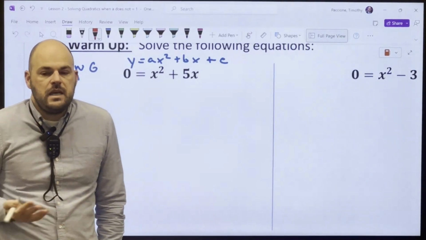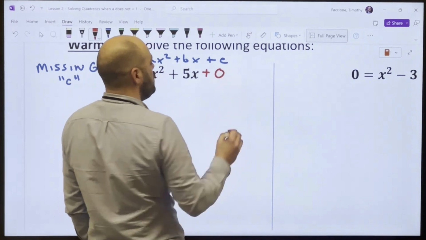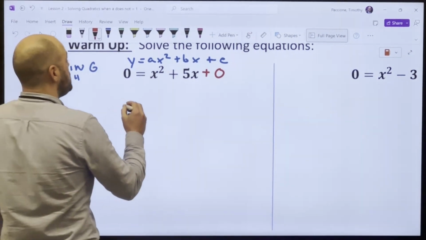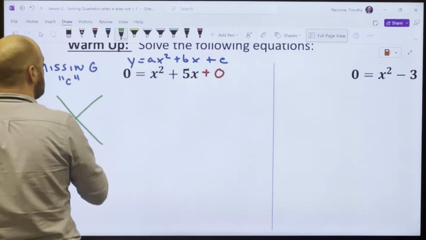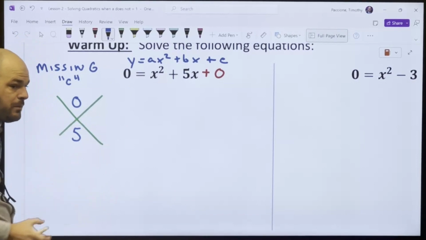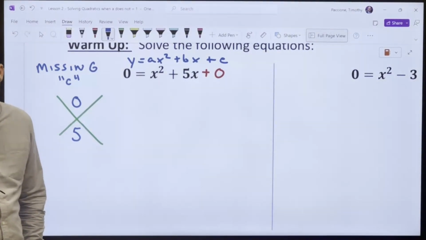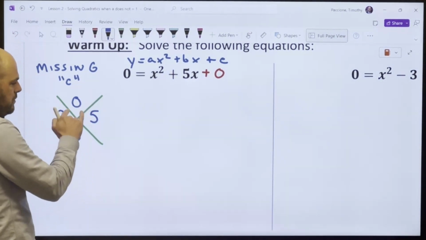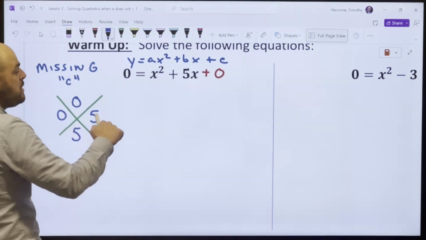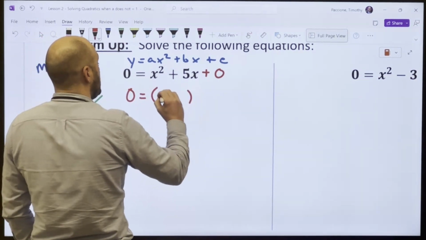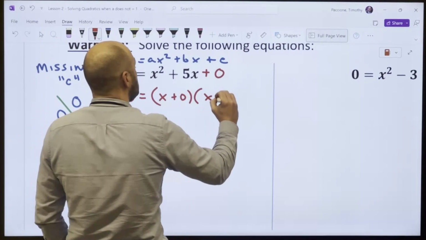Yeah? Plus 0? Yeah, we can just add a c of 0, right? It doesn't change anything, it just puts something in that c position. So now we can actually use our strategies that we've learned. And our strategies say, go magic X, right? Put c on top, b on the bottom, two numbers that multiply to give me 0, add to give me 5. 5 and 0. And it's always going to be, when you get 0 on the top, one of them always has to be 0. So it's always just going to be 0 in this number, right? So this becomes 0 equals, and then x plus 0, x plus 5.